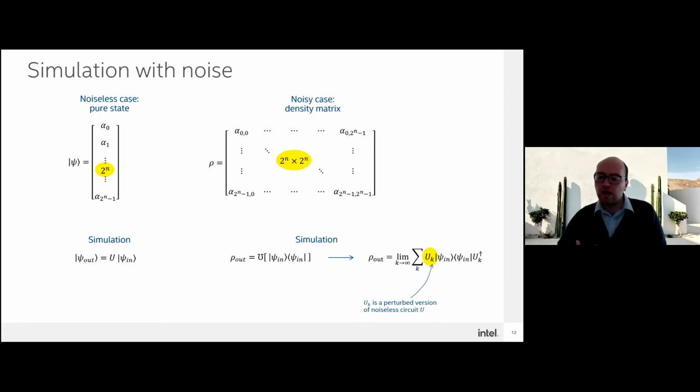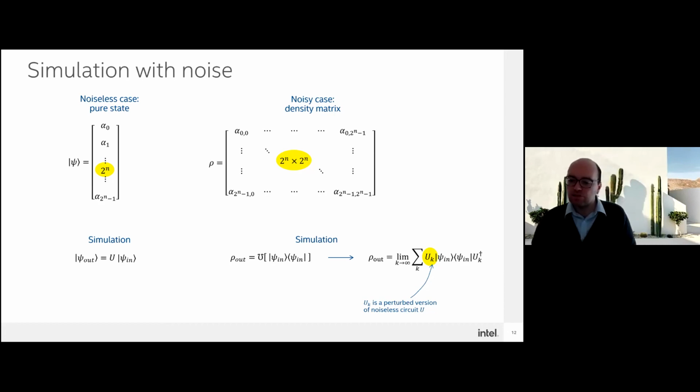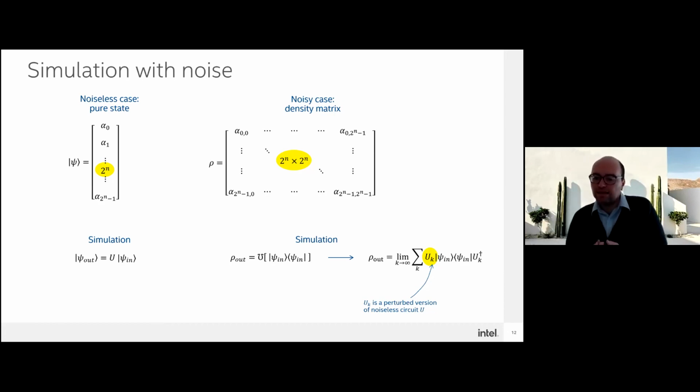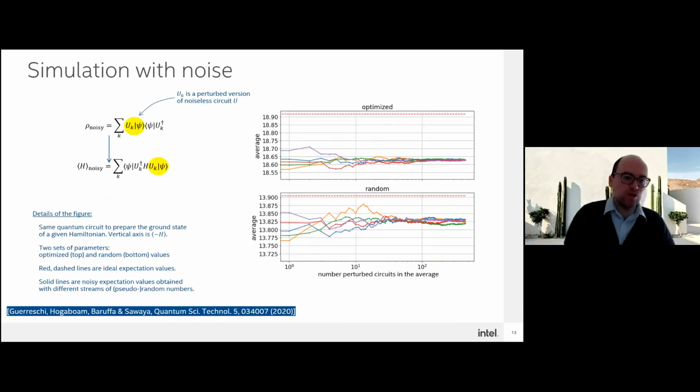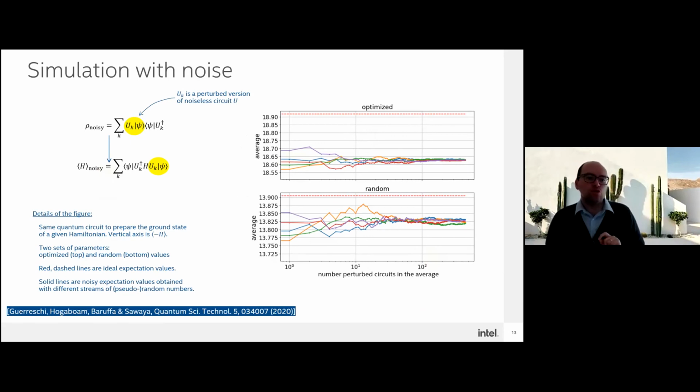Then I need to average over multiple realizations of these perturbed circuits. And if I average over a large enough number of circuits, I will actually reproduce exactly the noisy case. So how do we use it? Once we reproduce the noisy density matrix, we can also compute expectation values of observables. That is typically what one cares about at the output of a quantum computation.